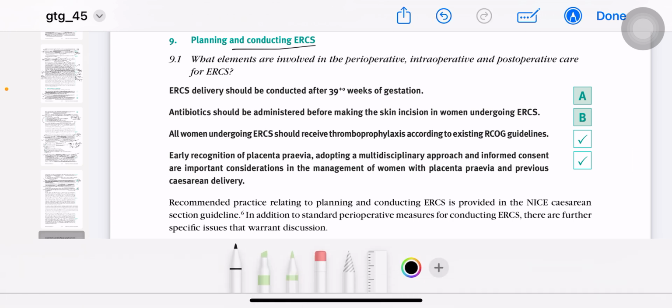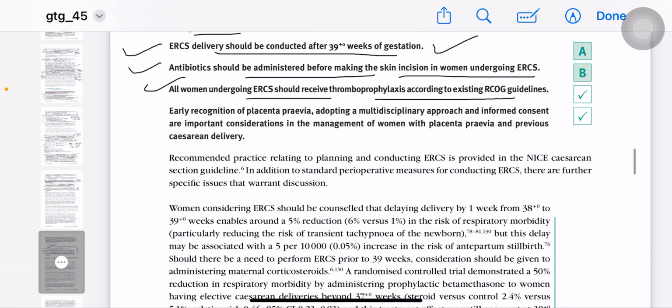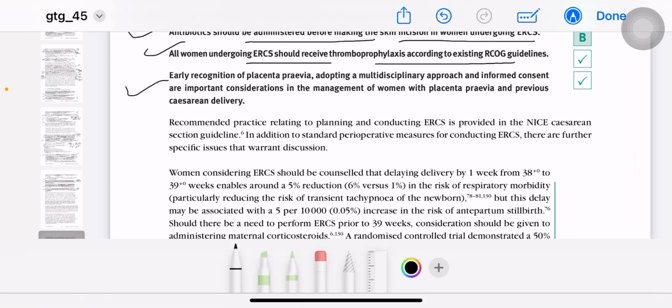Planning an elective cesarean section. What elements are involved in pre-op, intra-op, and post-op care for cesarean section? Cesarean section should be conducted after 39 weeks of gestation. Antibiotics should be administered before the skin incision. All women having cesarean section should receive thromboprophylaxis if she is a candidate for thromboprophylaxis. Early recognition of placenta previa, adopting a multidisciplinary approach and informed consent in management of women with placenta previa and previous cesarean section.